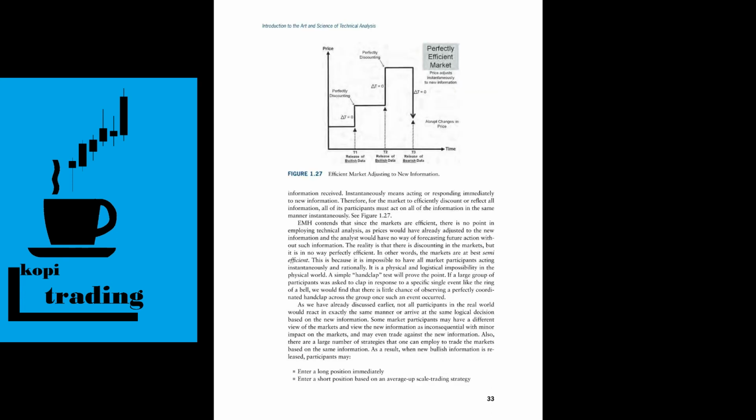Figure 1.27 Efficient market adjusting to new information. Information received instantaneously means acting or responding immediately to new information. Therefore, for the market to efficiently discount or reflect all information, all of its participants must act on all of the information in the same manner instantaneously. See Figure 1.27.